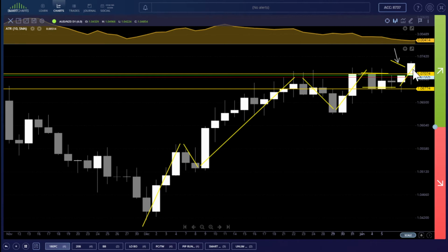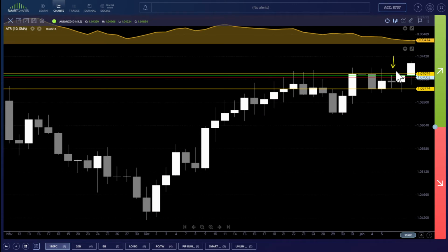What do I like about this? I like that the candle closed quite bullish. I like that there's a wick on the top. I like that the whole body is higher than the previous candle. So I'm making a higher high than the previous candle. I'm breaking out of resistance. The resistance is actually quite clearly defined.